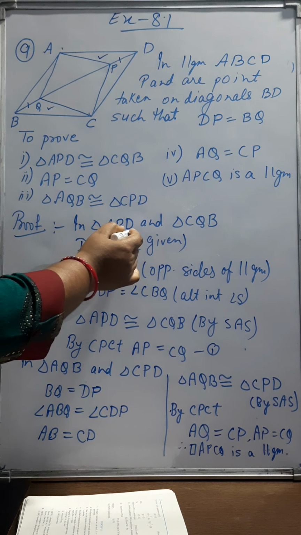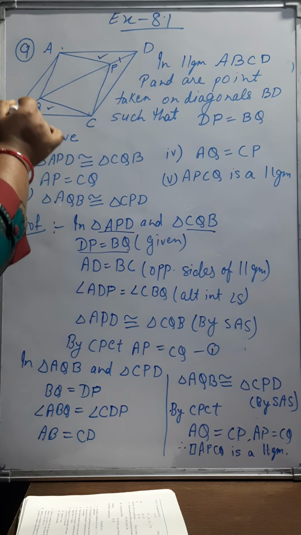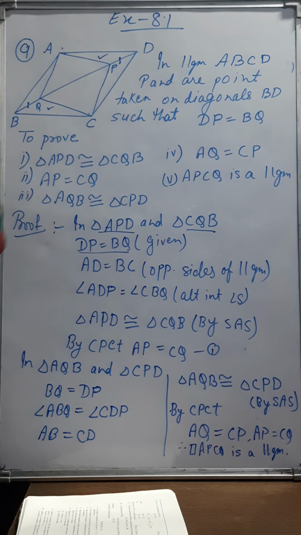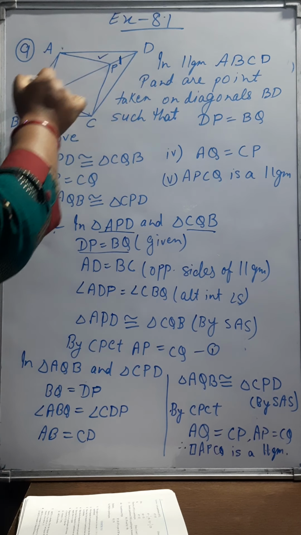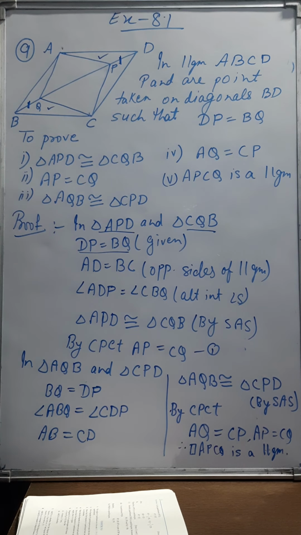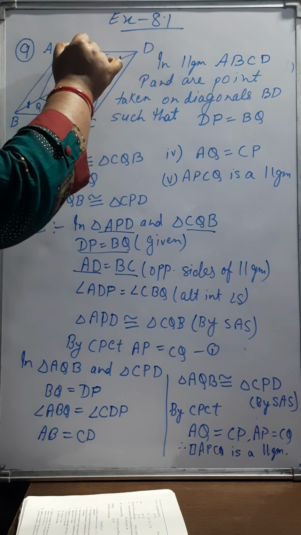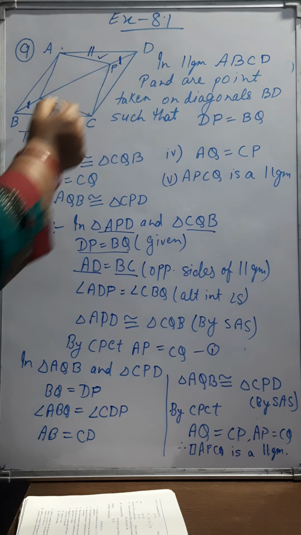Now we will see in triangles APD and CQB. Let us prove these two triangles congruent. DP is given equal to BQ. We have to choose this triangle APD and CQB. DP is equal to BQ, then AD will be equal to BC. AD is equal to BC. Why? Because these two sides are opposite sides of the parallelogram.